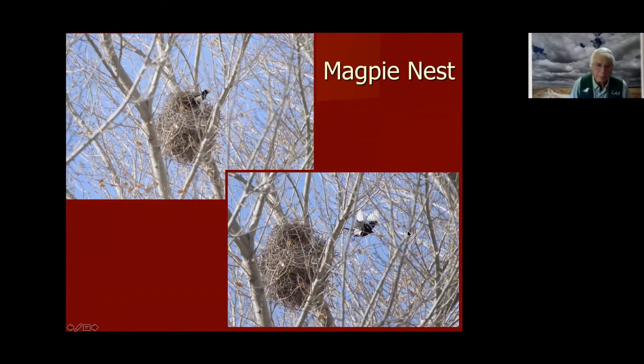They build this big bulky nest of sticks, usually up in a tall cottonwood and so on. There you can see a magpie coming out of the nest and flying off. So if you're anywhere near open areas that have some nice cottonwood, you're liable to get magpies nesting nearby and coming to your yard.